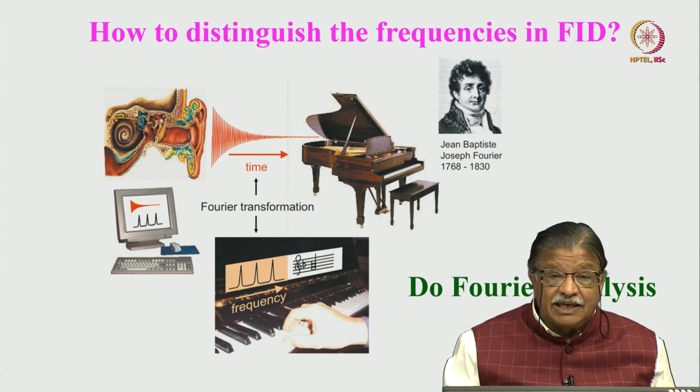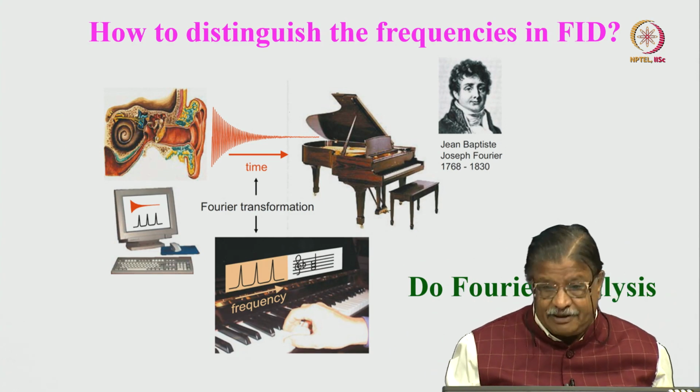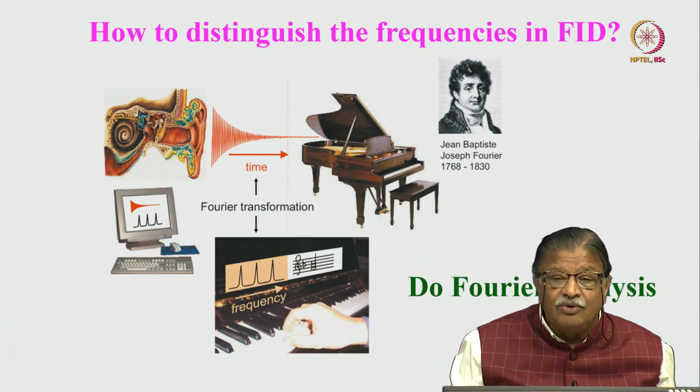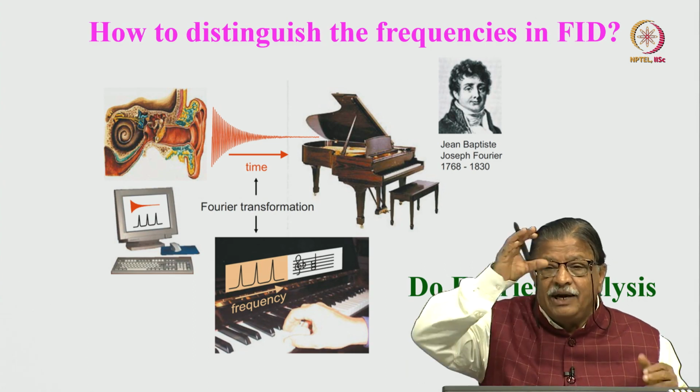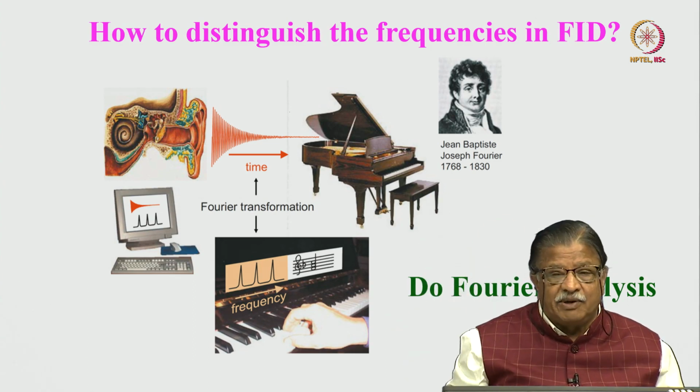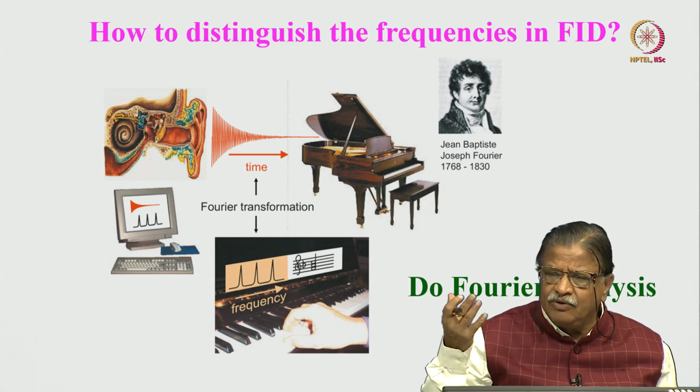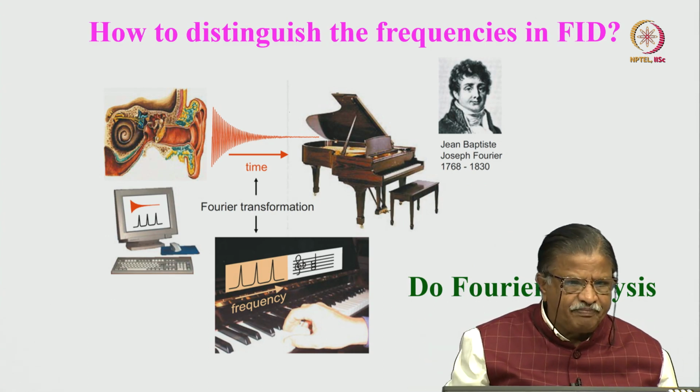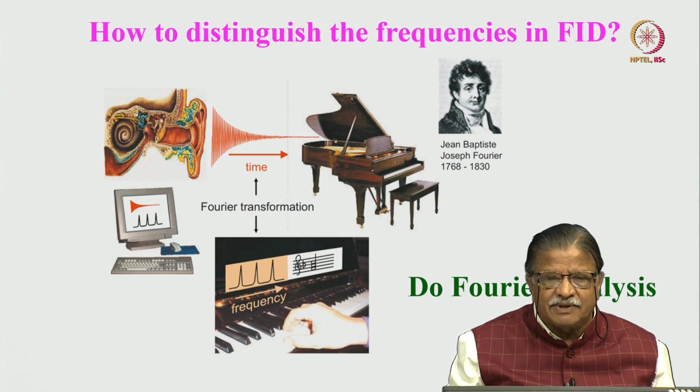See, they are all time domain signals. There are lots of frequencies present in that. But how do you know what frequencies are present? So many transitions could be there, so many energy levels could be there in the given molecule, a lot of different nuclear spins could be there. How do you distinguish the frequencies present in that?